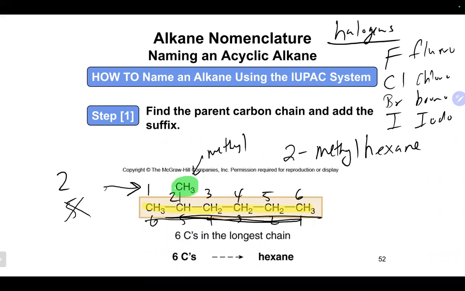And really, like I said, naming is all about location, location, location. So you're basically telling people, hexane, I got like 6 carbons in a row, and on the second carbon, there's a methyl group hanging out. That's basically what the name says. Other questions on that? Okay.